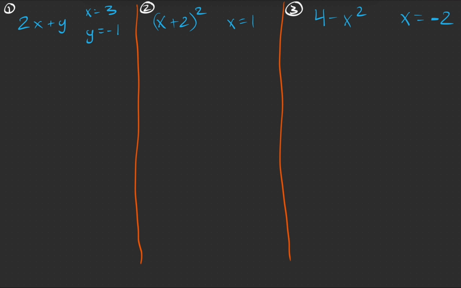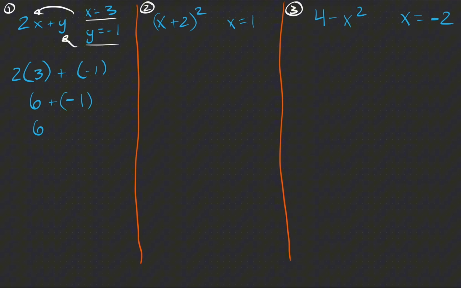All right, starting with problem 1. We're going to do our same approach as always. We're going to take our value of x, plug that in, and our value of y, and plug that in. We're going to get 2 times our value of x, which is 3, plus our value of y, which is negative 1. Be careful about the negatives. We simplify this, and we get 6 plus negative 1, which is equivalent to saying 6 minus 1, which gives us 5. So the first problem evaluated to be 5.